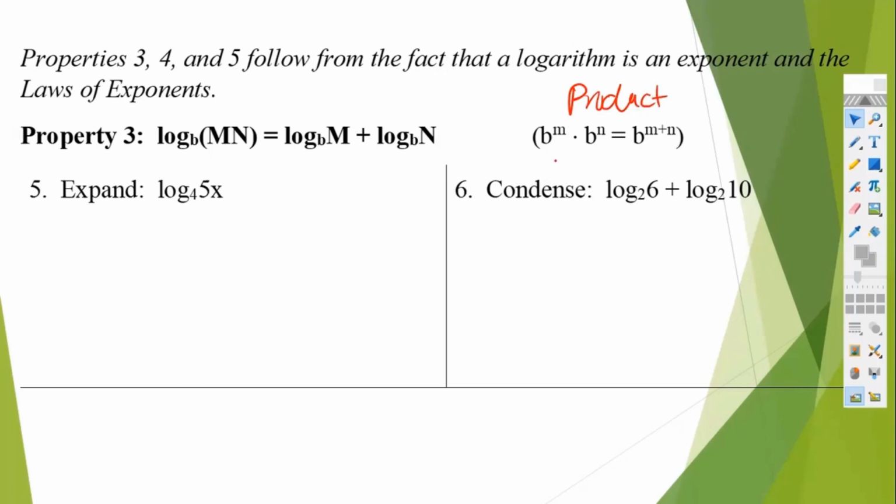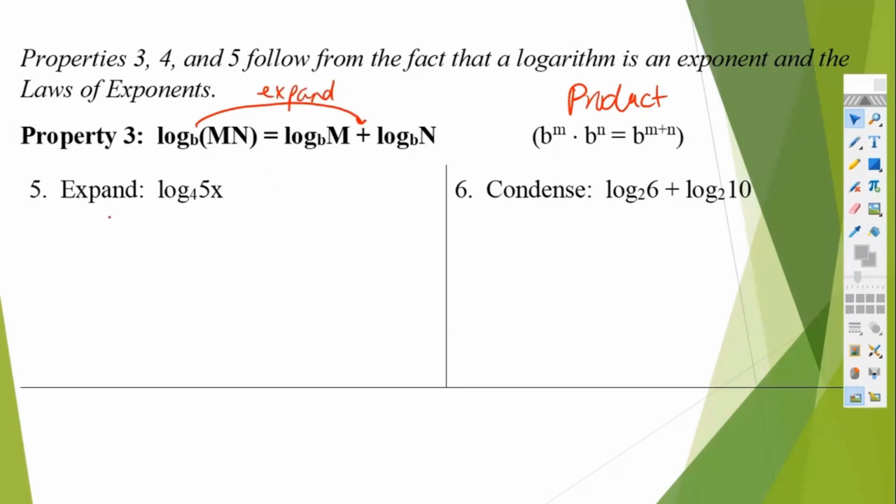Okay, the product rule is saying if you're multiplying 2 exponents, what are you doing to their powers? Adding them. So guess what? If you're multiplying 2 arguments, guess what you're doing with their logs? Adding them. Okay, so I can expand them to addition. So this is called expanding.